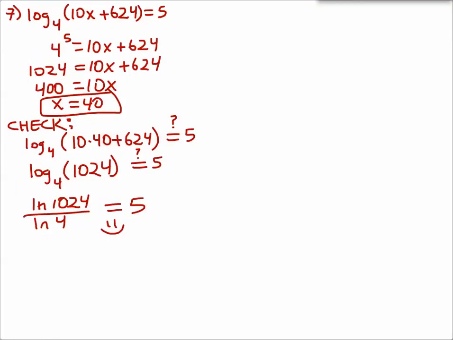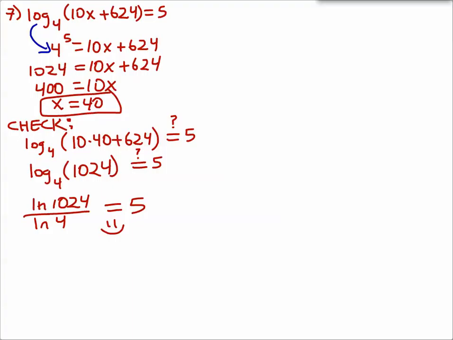Okay, welcome back. Here we have number 7, very similar to number 6. You had a logarithm, but the variable you want, the x, is inside the logarithm. You've got to switch that bad boy out for the exponential version. So 4 to the 5th equals 10x plus 624. 4 to the 5th is 1024. Boom. Subtract the 624. You have 400 equals 10x. Divide by 10, x equals 40. Perhaps. Really recommend the check.